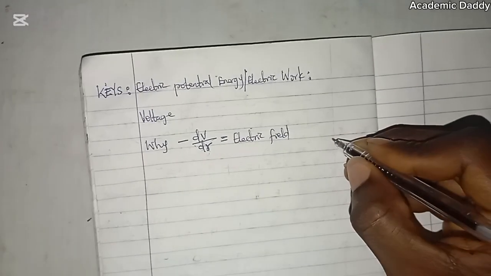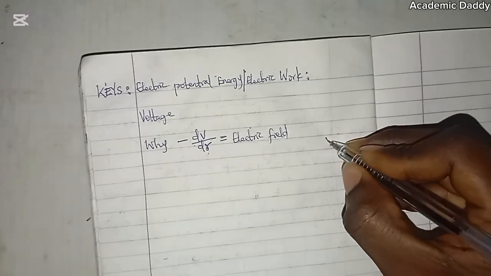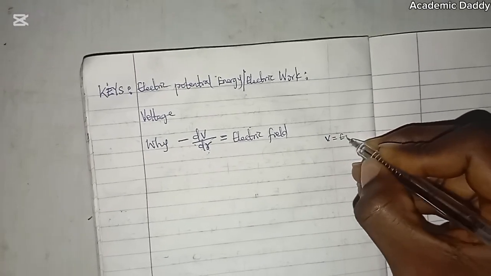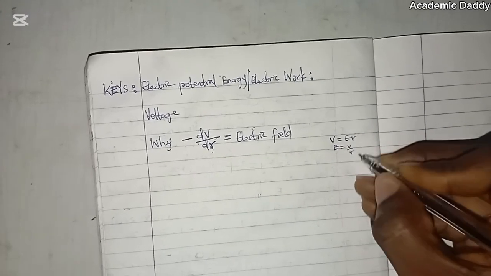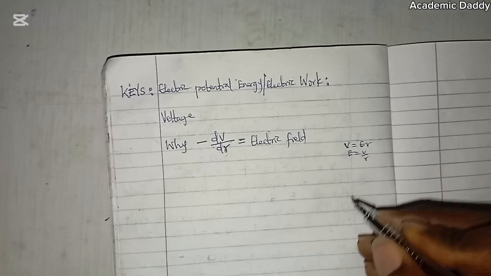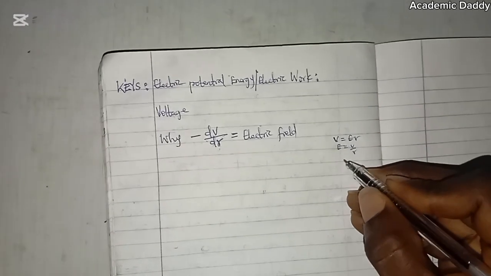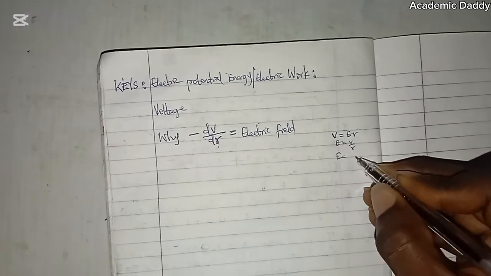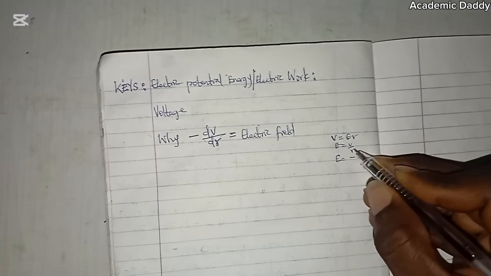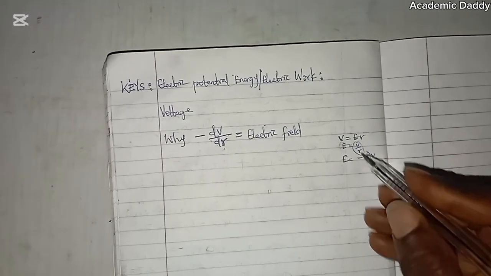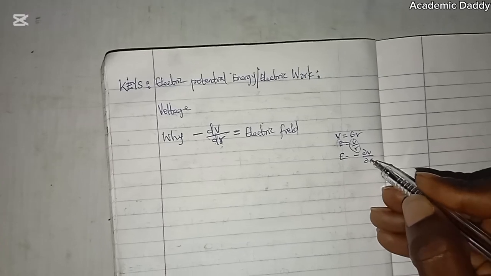We remember that there is a relationship between electric field and electric potential, which is that V is equal to ER. If you make E the subject of the formula, E becomes V over R. So the right way to do this is simply that E is equal to negative change in V all over change in R. Most times we don't put the negative sign, we just write it this way, but it's the same thing.